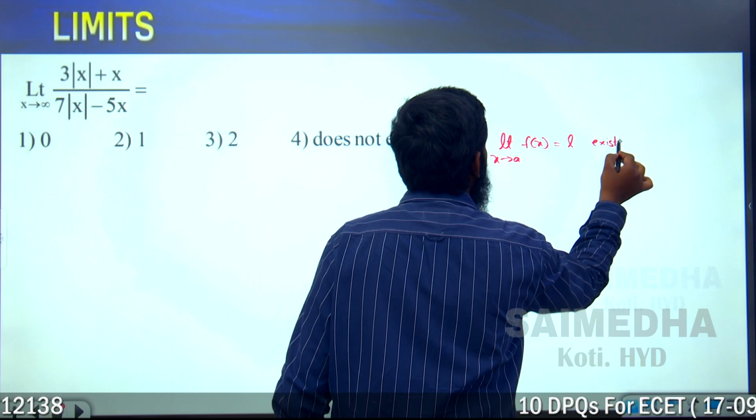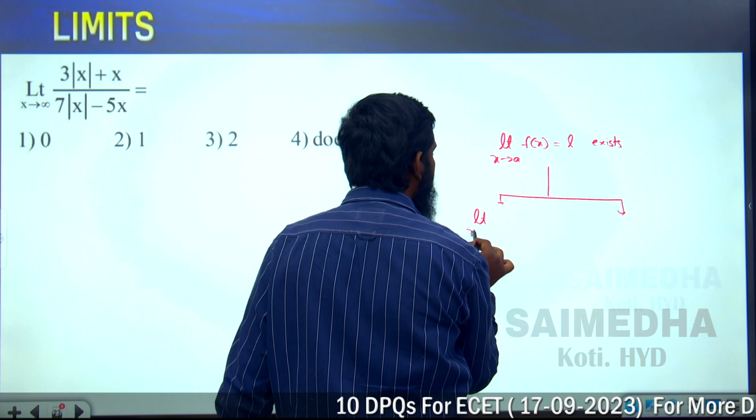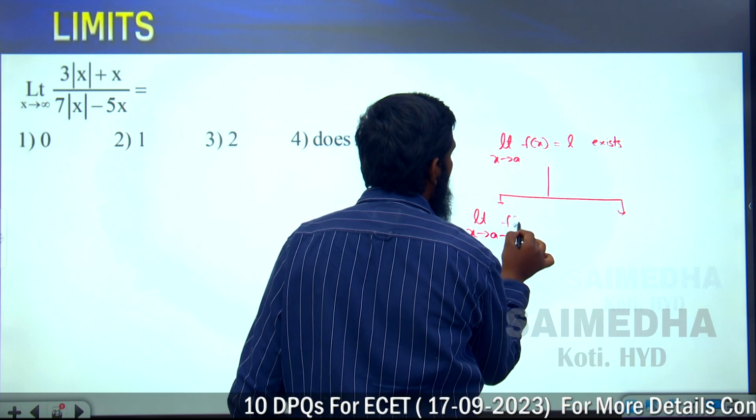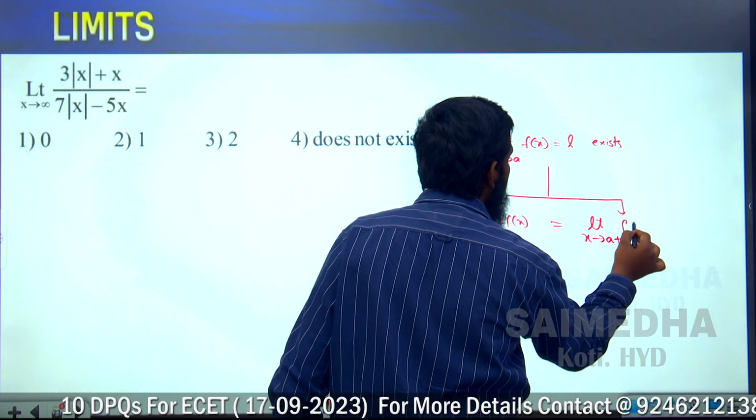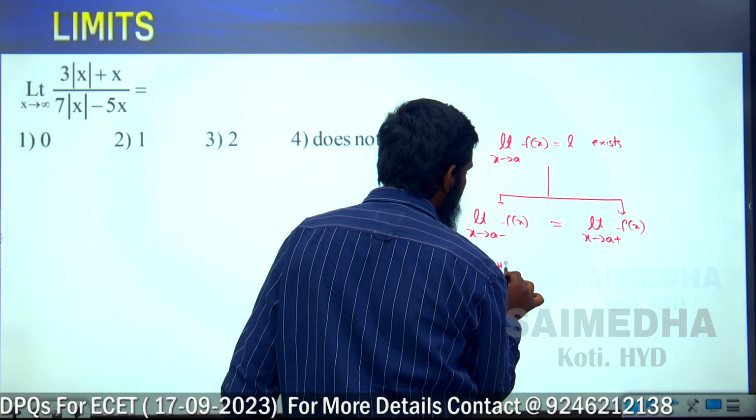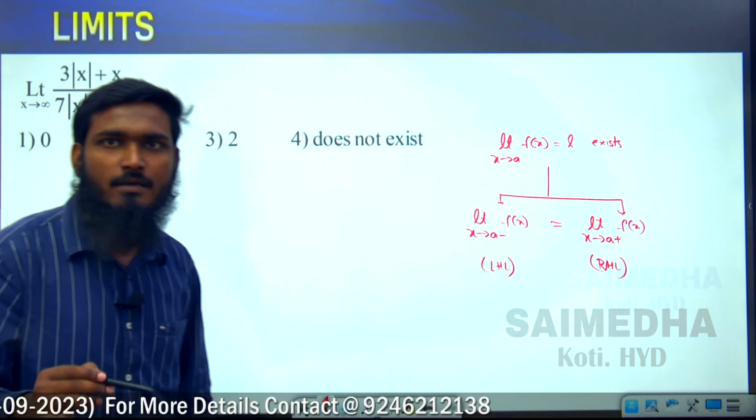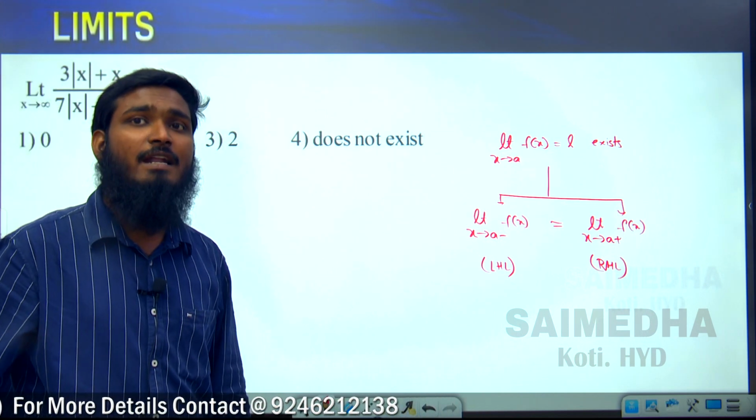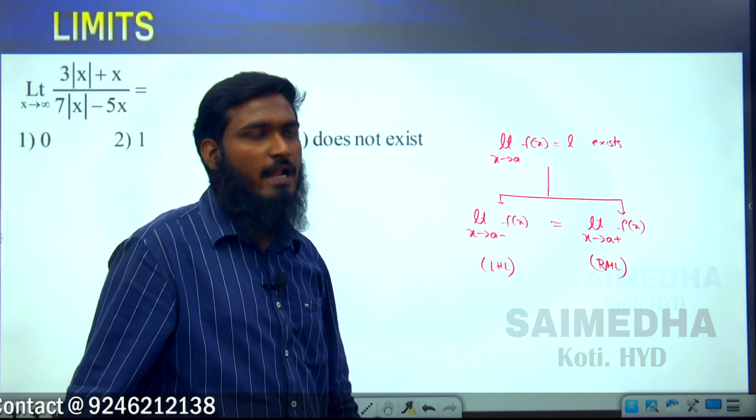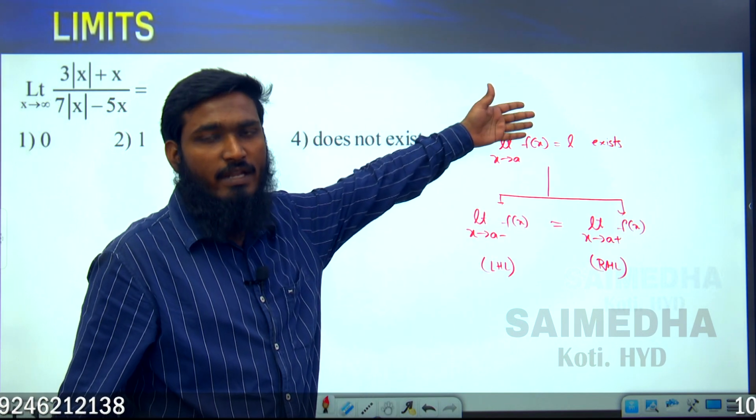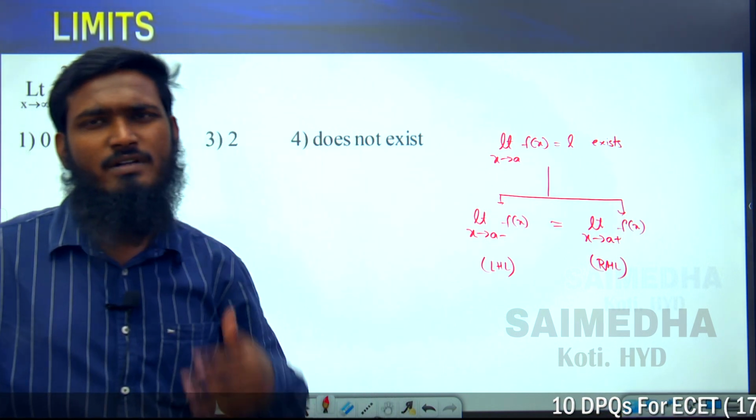When the limit limit x tends to a of f of x equals L exists, it means limit x tends to a minus f of x equals limit x tends to a plus f of x. We call this part LHL and this part RHL: left hand limit, right hand limit. If the LHL value is equal to the RHL value, then only we get the limit value L. But till now we have not done any questions related to this part.